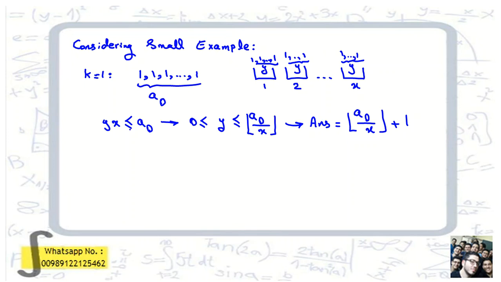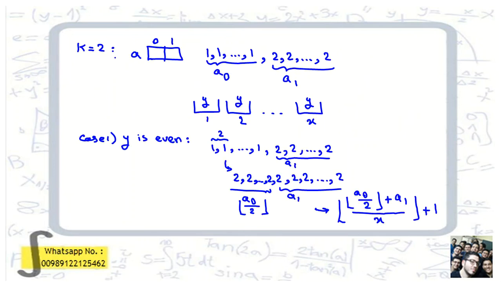So yx must be less than or equal to A0. So y is greater than or equal to 0, and less than or equal to A0 over x. Since y is an integer, you can say it's less than or equal to the floor, or integer part, of A0 over x. So the answer is floor of A0 over x, plus 1. So we found the answer in the case k equals 1. Now let's consider when k equals 2.